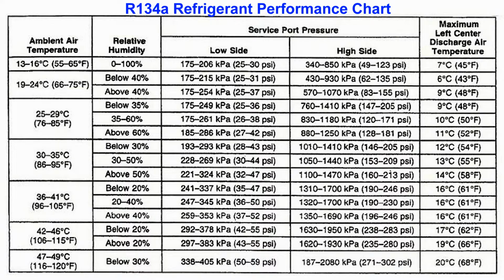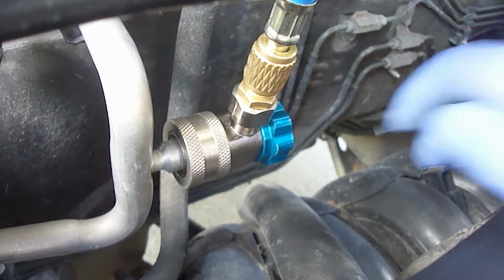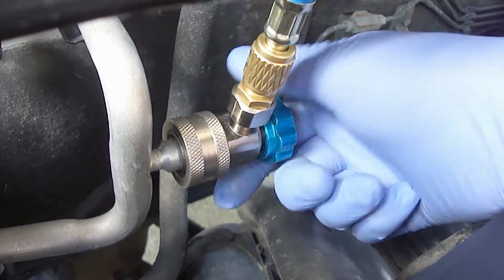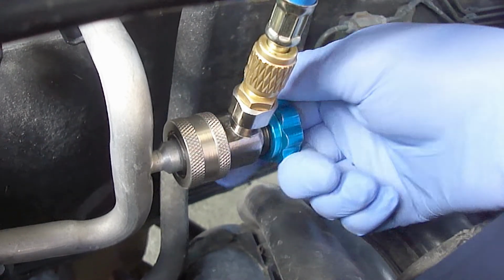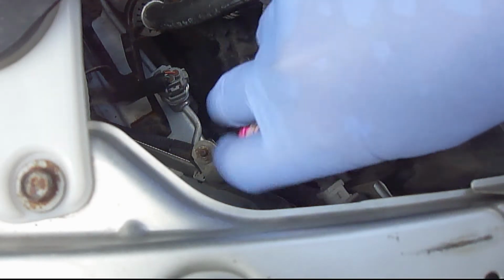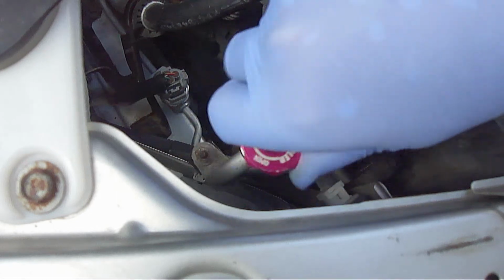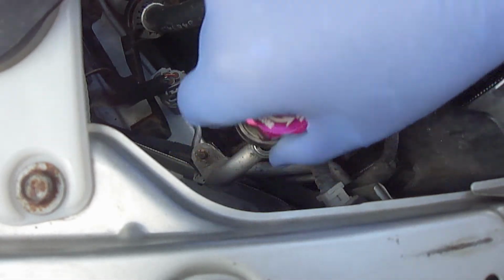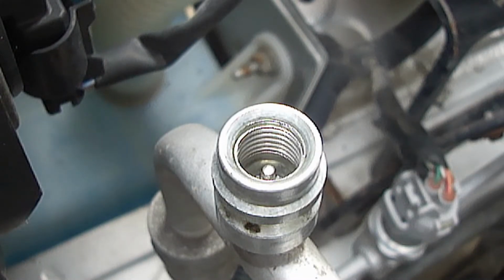If the temperature on the thermometer probe remains higher than what's shown on a refrigerant performance chart for your specific refrigerant while driving, then the air conditioner is not cooling the way that it should and will require additional service. With the engine still running, close and remove the low pressure coupler valve. With the engine still running, close and remove the high pressure coupler valve. Now you can turn off the engine.